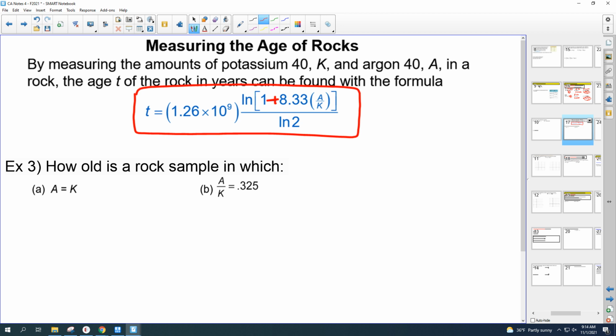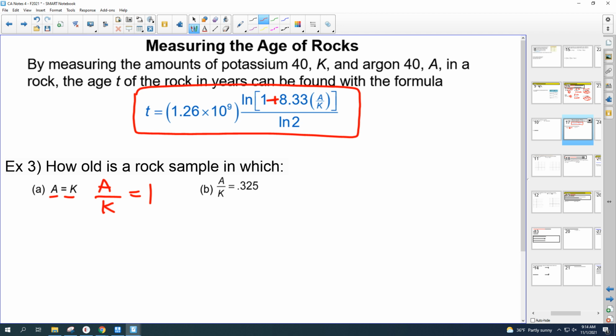And essentially, we're just going to plug and chug, but they give us this weird information. It says, example 3, how old is a rock sample in which A equals K? So we look at the formula where we have A and K, and we'd want to plug in. But notice they have in the formula A over K. If you think about this, if this number equals this number, then what would this over this equal? 1, right? So they're telling us A over K is 1 without telling us A over K is 1.